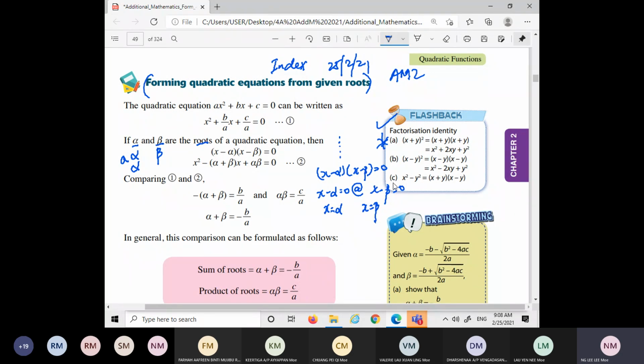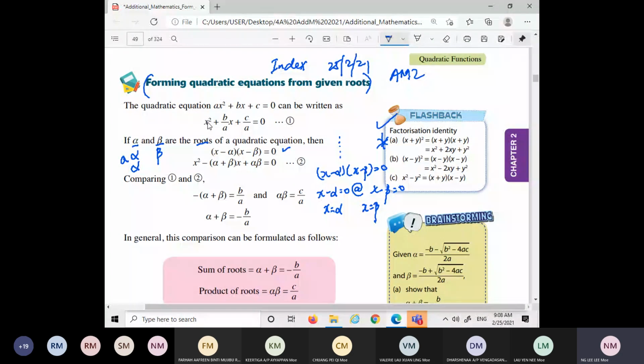So now they work the other way around. They work from the back. So they give you alpha and beta as the roots, so I can write this: x minus alpha in bracket, x minus beta in bracket is equal to 0, is from here. Then you do the expansion and you will see this. Then they ask you to compare this and this. Therefore you can make the conclusion. Compare means you compare one by one.